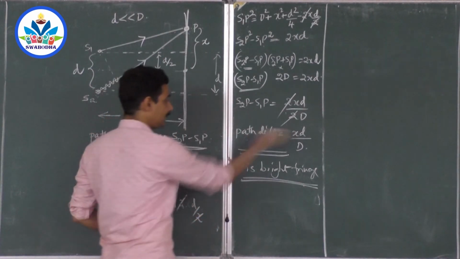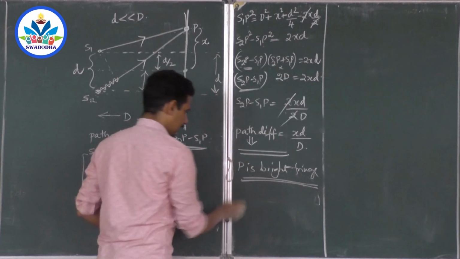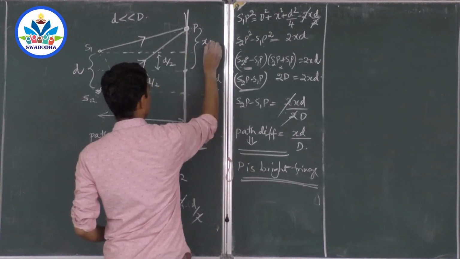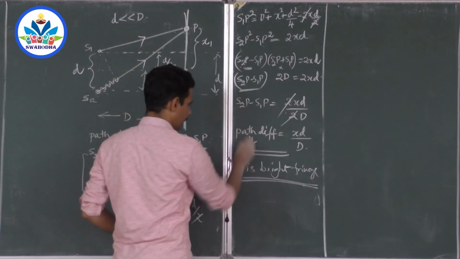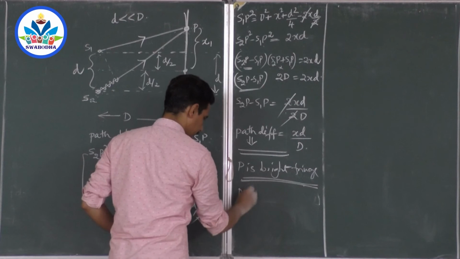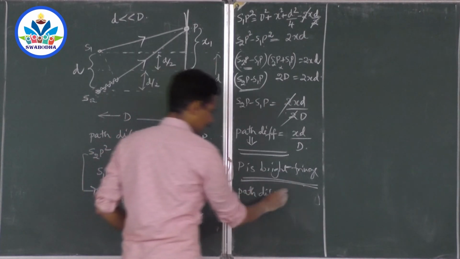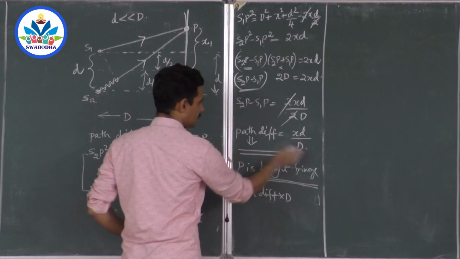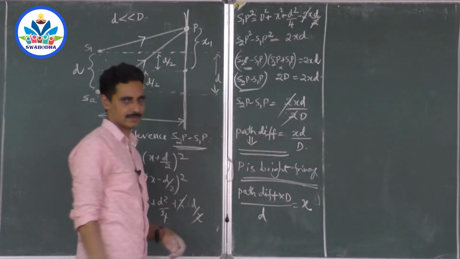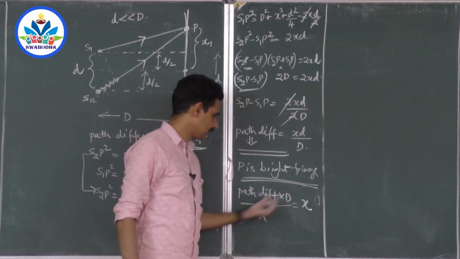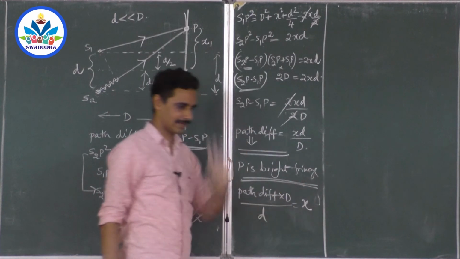Suppose it is the nth bright fringe, then the path difference is, say x1, I will write. Or I will turn this formula: path difference into D divided by d is equal to x. I'll write it like this, okay? This path difference into capital D by small d is equal to x.